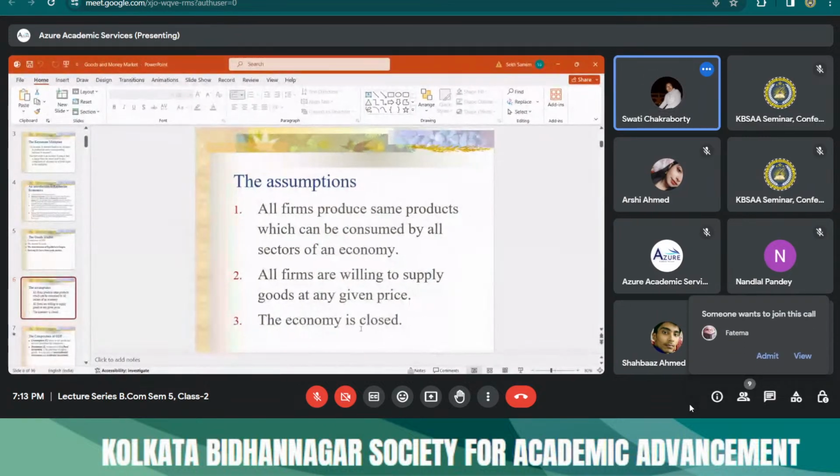Given such a situation, let us first see the different components of the GDP. Next slide, please.